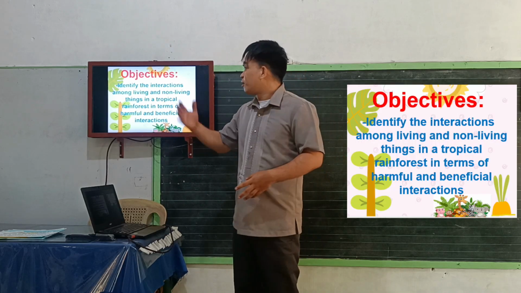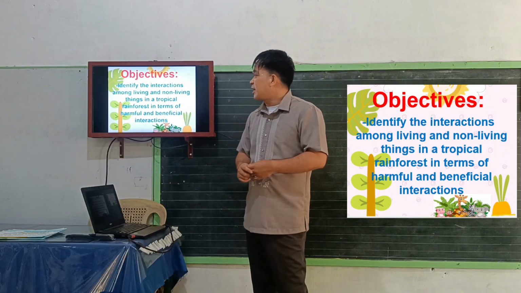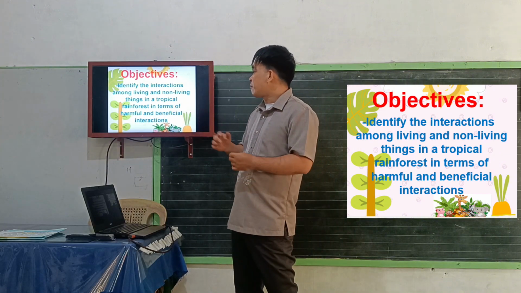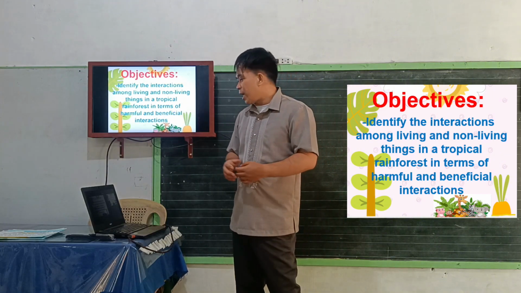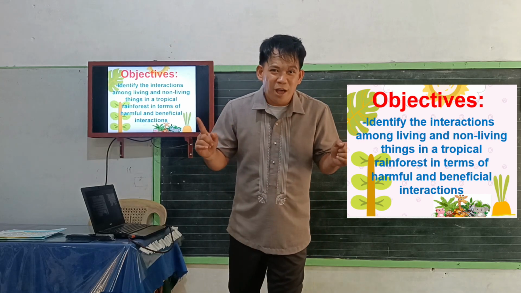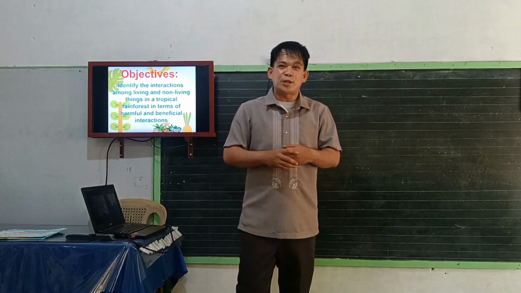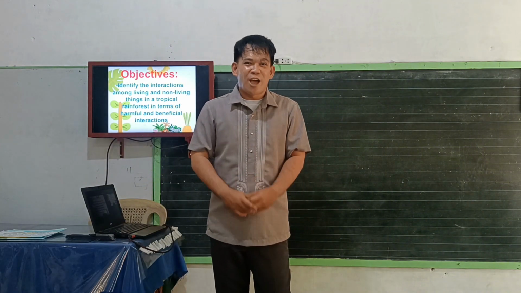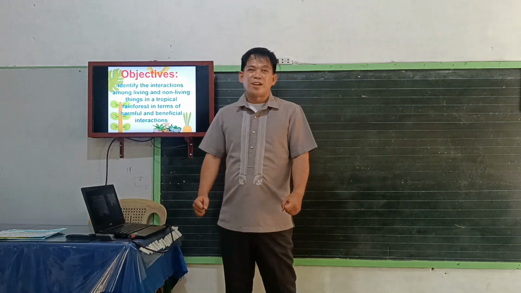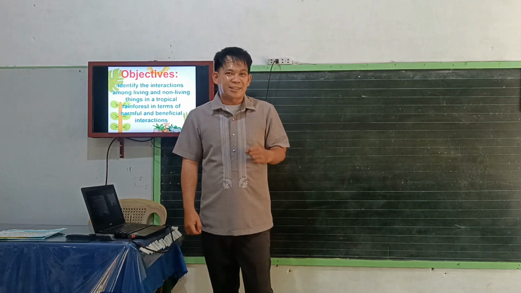So for our lesson today, let me present to you the objective. Okay? Let us read. Identify the interactions among living and non-living things in a tropical rainforest in terms of harmful and beneficial interaction. So, as we end this discussion, make sure that you will be able to achieve this objective. Okay, so, let us now find it out by means of a group activity.